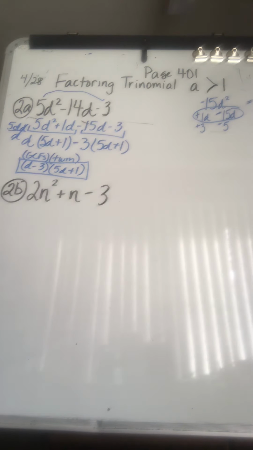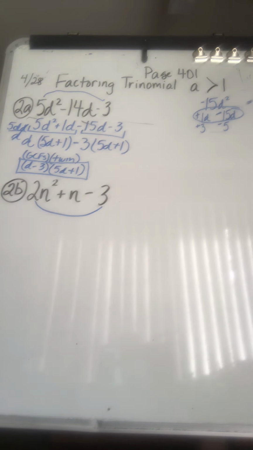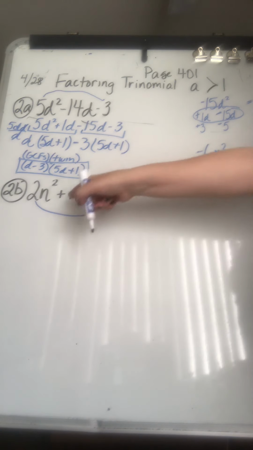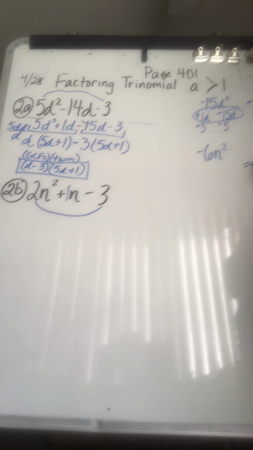Okay. Now let's go to this next one. I'm going to do the same thing here. I'm going to multiply 2n times -3, which gives me -6n squared. I can see my middle term is a +1 because there's a 1 here even though we don't see it. So I have +6 and -1. That gives me -5. That's not going to work.